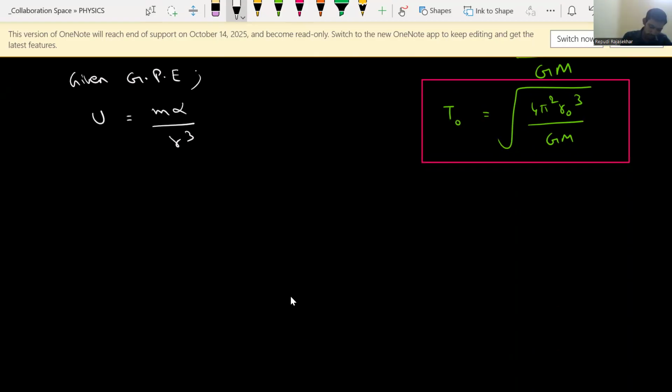We know a relation between force and potential energy: F equals to minus dU by dr. We need to differentiate this. We will get a force, and the gravitational force plus whatever force we have calculated, the sum of these two forces equals mv square by r. Here I told you the question is very lengthy.